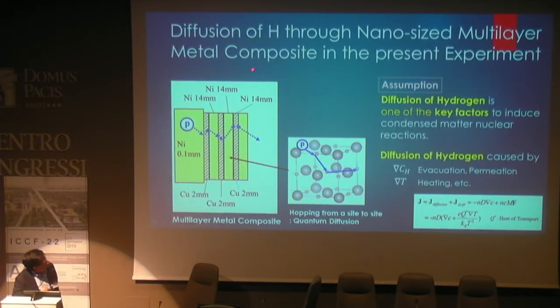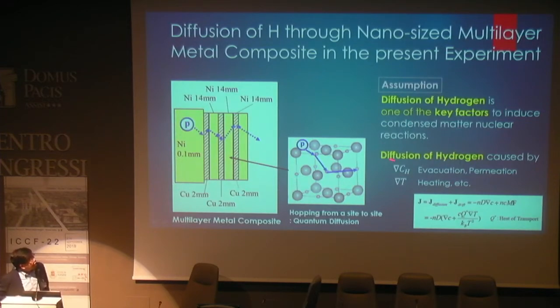This figure shows the diffusion of hydrogen through the nano-sized multilayer metal composite in the present experiment. We assume that diffusion of hydrogen is one of the key factors to induce condensed matter nuclear reactions. So this is the cross-section of the multilayer metal composite. Hydrogen in the composite behaves like this. Usually, hydrogen hops from one side to another like this. This process is known as quantum diffusion.